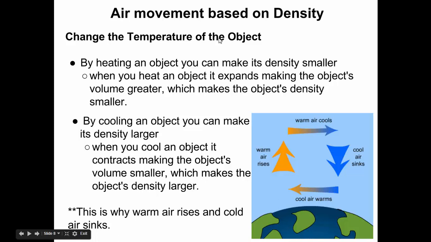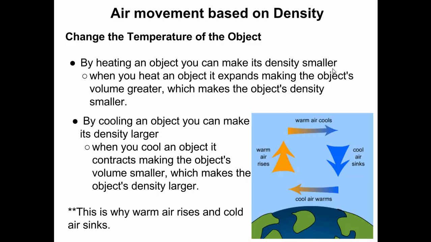And so another way that you can change density is changing the temperature of the object. When you heat an object, you make its density smaller. And the reason that happens is when you heat an object, it expands and it makes the object's volume greater. So the mass stays the same, but the volume increases. So that makes the density smaller.